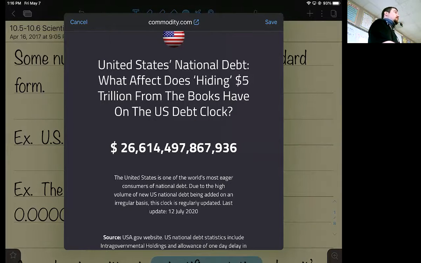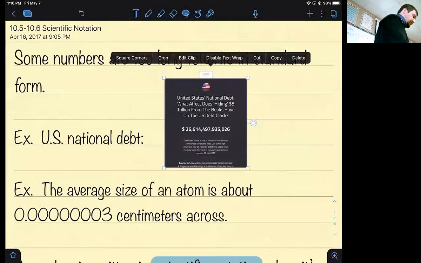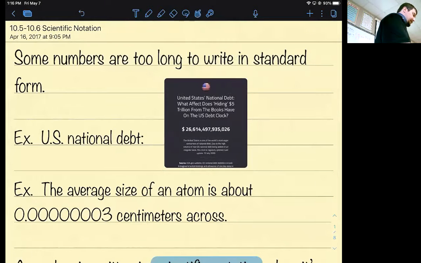So that number, if we focus on the number, that number is very long. You can say it's very, very large, and you'd be correct. It's also very long. It'd be long to write. Is it 26 trillion? Yes.